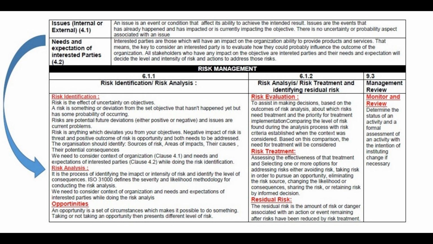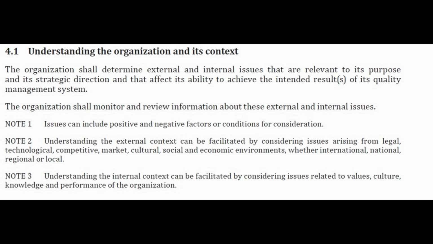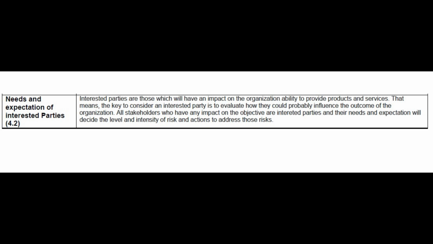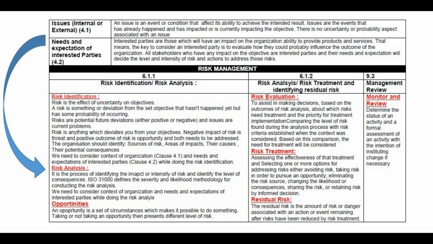Clause 4.2 talks about identifying the interested parties and determining their requirements relevant to the quality management system. Interested parties are those which will have an impact on the organization's ability to provide products and services. All stakeholders who have any impact, any interest on the objective are interested parties, and their needs and expectations will decide the level and intensity of risks and actions to address those risks. These interested parties and their requirements will also be considered while doing risk management.